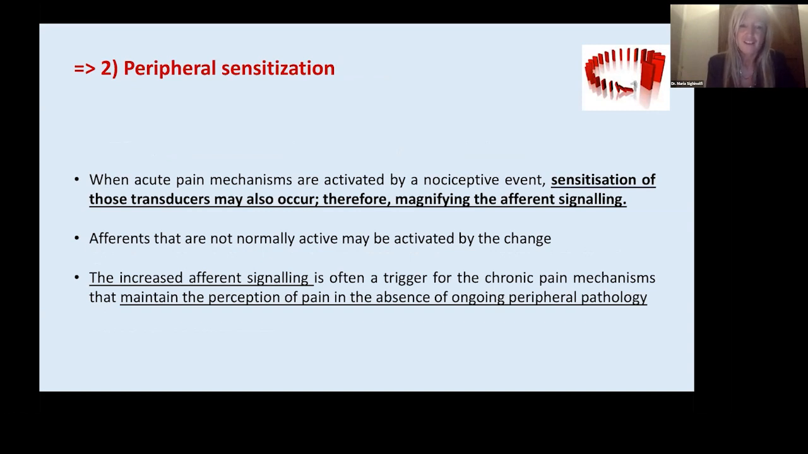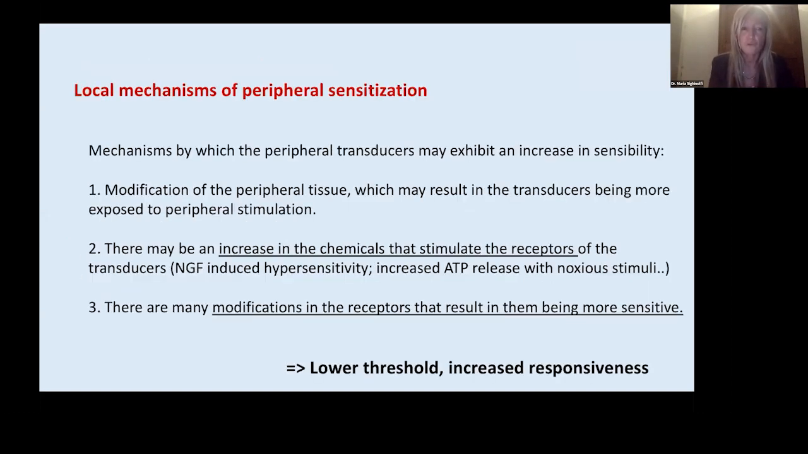The increased afferent signaling can be a trigger for the chronic pain mechanisms that maintain the perception of pain in the absence of an ongoing acute peripheral pathology, so that peripheral sensitization is starting the process. And the mechanisms by which the peripheral transducer may exhibit an increase in sensitivity are different. We can have a modification of the peripheral tissue, which may result in the transducers being more exposed to a peripheral stimulation. Then there may be an increase in the chemicals that stimulate the receptors of the transducer, nerve growth factor induced hypersensitivity, or an increase in ATP release with a noxious stimulus.